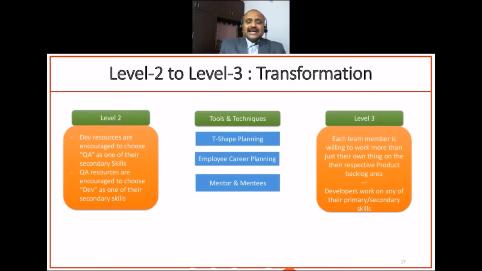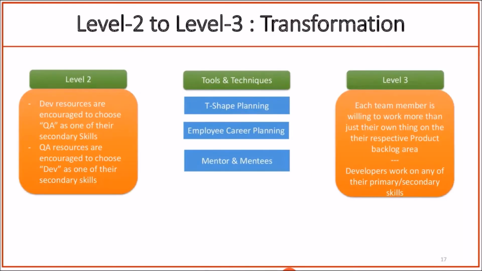So what is happening from level 2 to level 3 transformation? If you see here, T-shaped planning, where everybody wants to step up in terms of their domains and technologies, and career planning. What is a win-win situation for the employee as well as the organization, and mentor-mentee meetups and mentor-mentee cards.